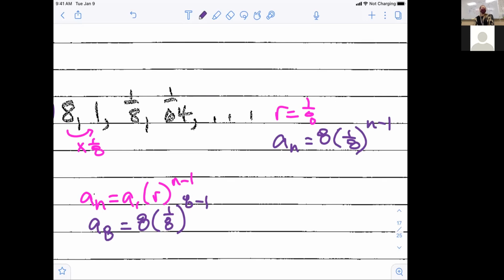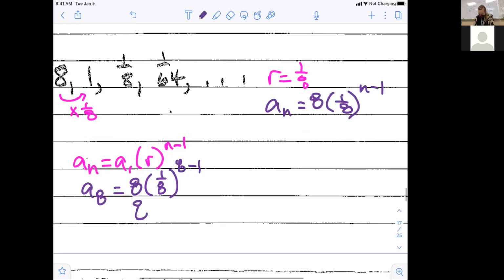Now you can use a calculator, but I don't have one readily available. So I'm just going to do this using my exponent rule. So just kind of an easy way of thinking about it, even though we normally just throw things in our calculator. 8 minus 1 is 7. So I've got 8 times 1/8 raised to the 7th. You have to do 1 to the 7th and 8 to the 7th, which is 1/8 to the 7th. And then I can think of 8 as just 8 over 1.